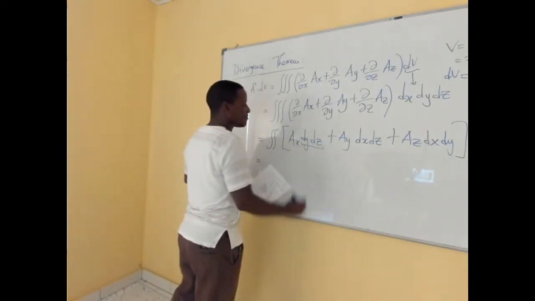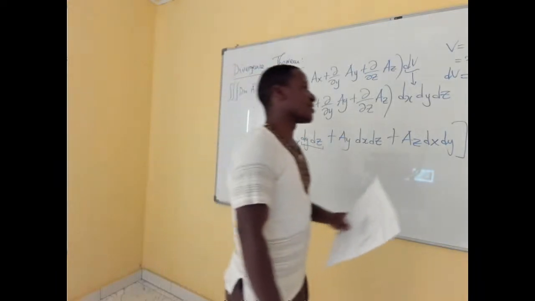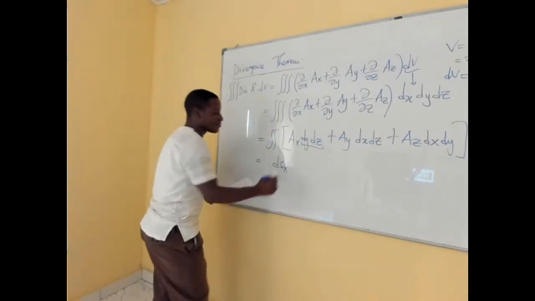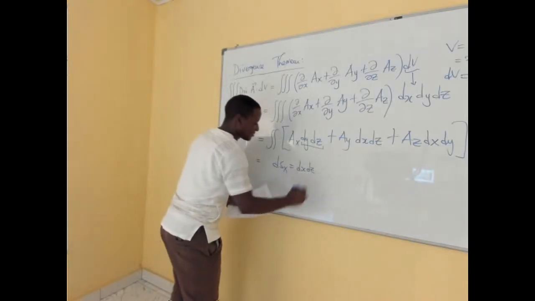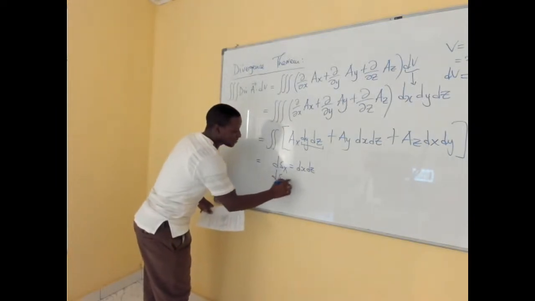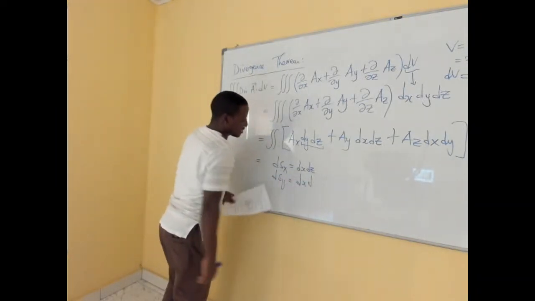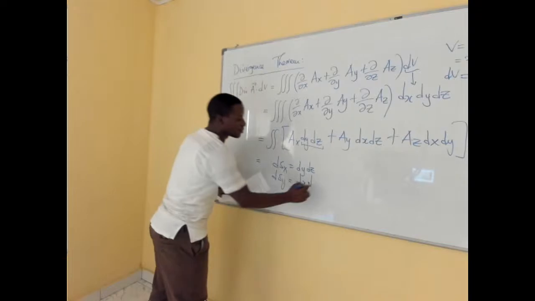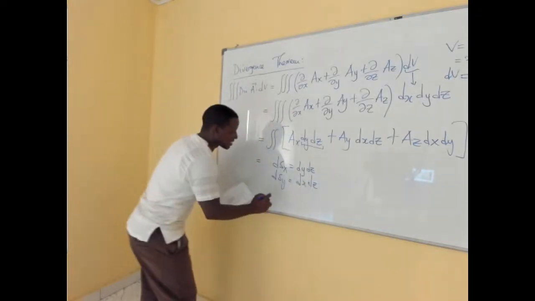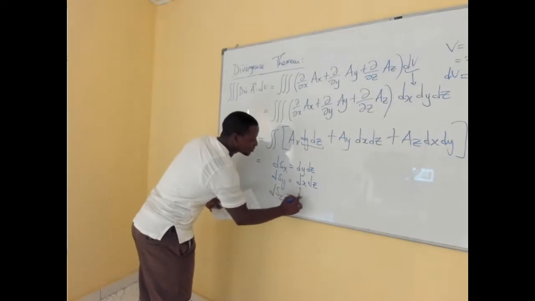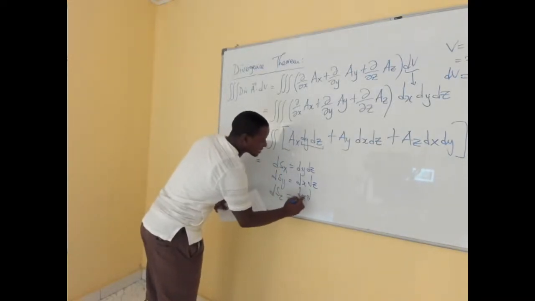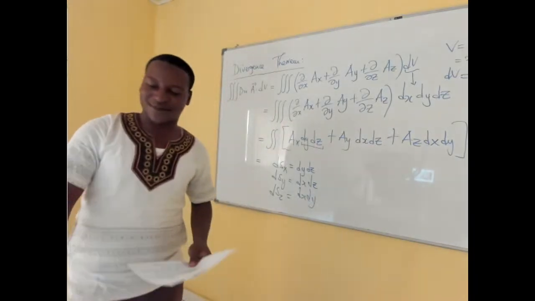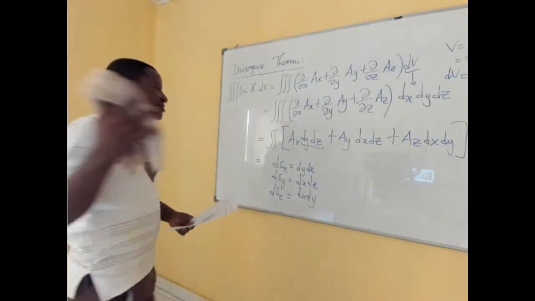From here, straight away, remember where we started from. I mentioned that the dSx must be equal to dy dz, the dSy must be equal to dx dz, and the dSz must be equal to dx dy. See that? So that is very critical, and that is what we are going to use at this next stage.